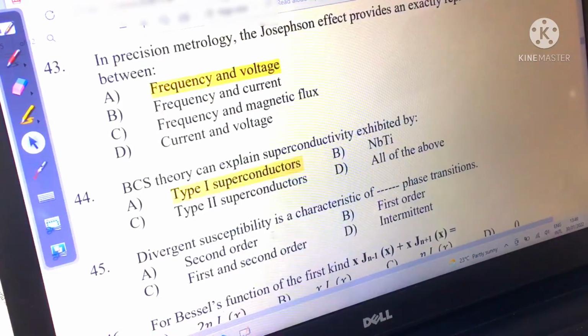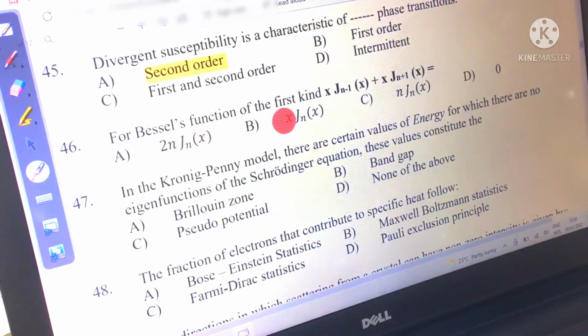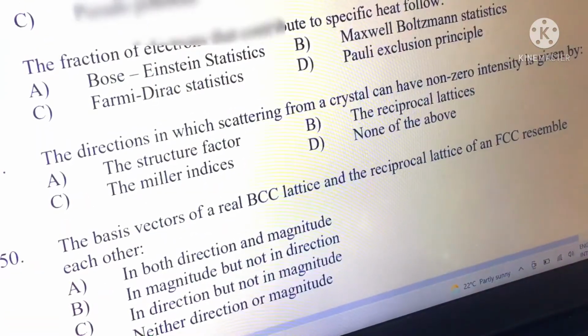45. Divergent susceptibility is a characteristic of dash phase transitions. Option A, second order. 46. Bessel's function of the first kind: x J_{n-1}(x) plus x J_{n+1}(x) is equal to 2n J_n(x). 47. In the Kronig-Penney model, there are certain values of energy for which there are no eigenfunctions of the Schrodinger equation. These values constitute the band gap, that is option B. Next question. 48. The fraction of electrons that contribute to specific heat flow, that is Fermi-Dirac statistics.